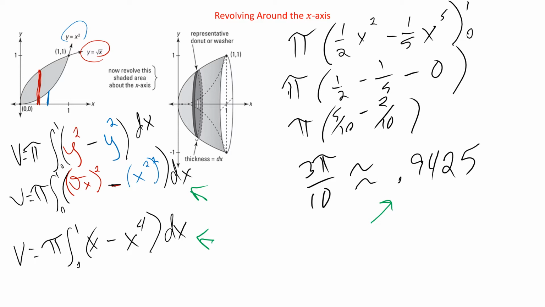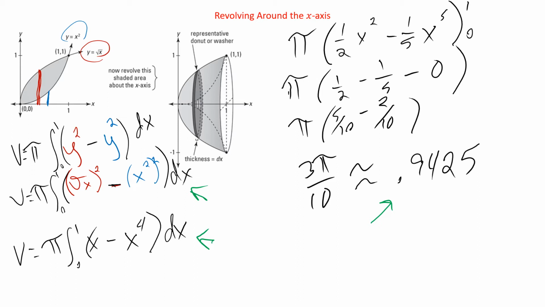But I recommend practice your integration. That's one of those things where we did it, and we had practice, but you can always practice your integration more. And then check it using your calculator. So we have 3 pi over 10, which is 0.9425 or so. So that's revolving around the x-axis.